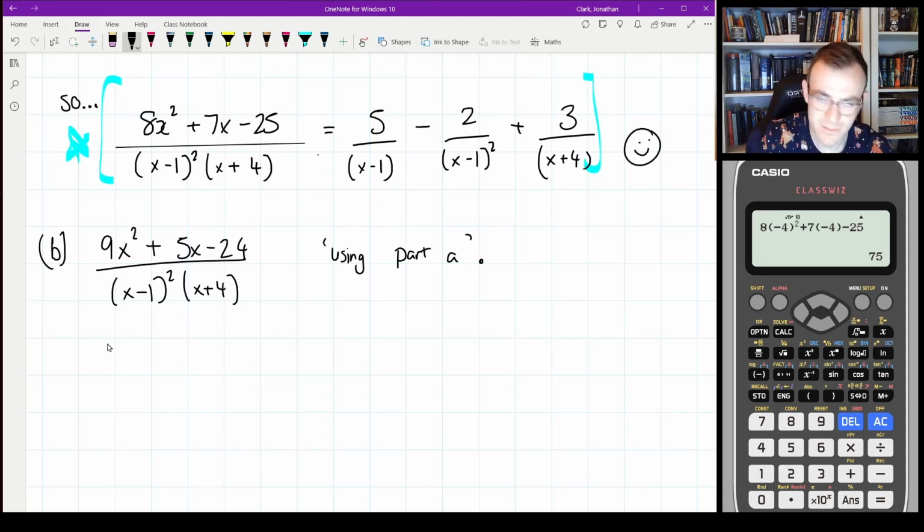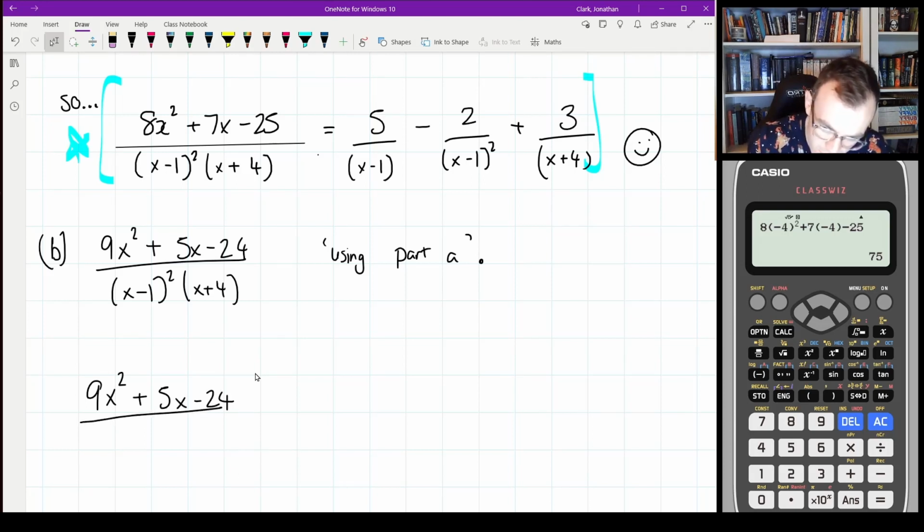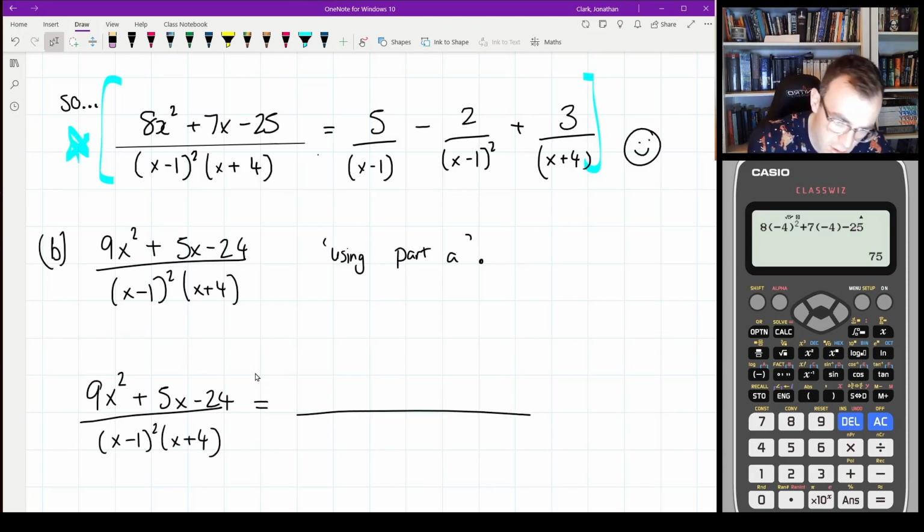Now, the thing to notice is this fraction here, this part B fraction, it's kind of similar to this one in part A. The denominator is exactly the same. The top, well, there's some slight differences, isn't there? We're about an x squared out. The x value's a little bit out. The number's very close, but it's still not quite there. So what we can do is we can say, okay, this fraction here, it's what I had in part A, except it's a little bit more.